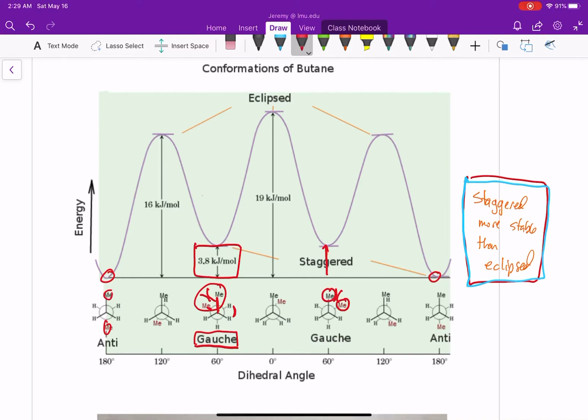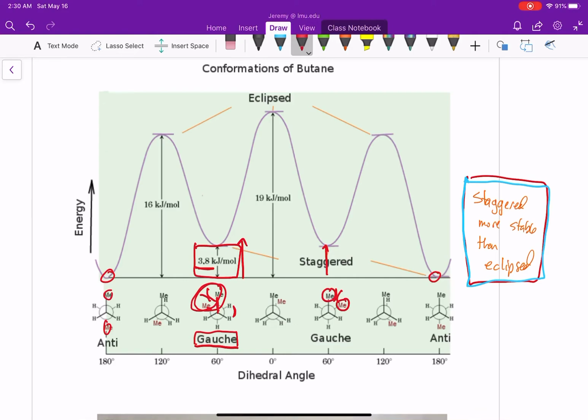So hydrogen is going to have the least amount; it's not going to cause any energy. Anytime we have any two groups, it could be two methyls, it could be two ethyls, it could be methyl and a chlorine, that's a gauche interaction, and it raises the energy of the molecule a little bit. Two methyls specifically raises it by 3.8 kilojoules per mole.